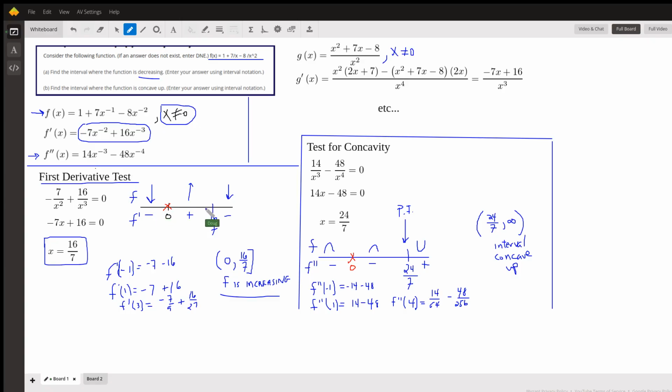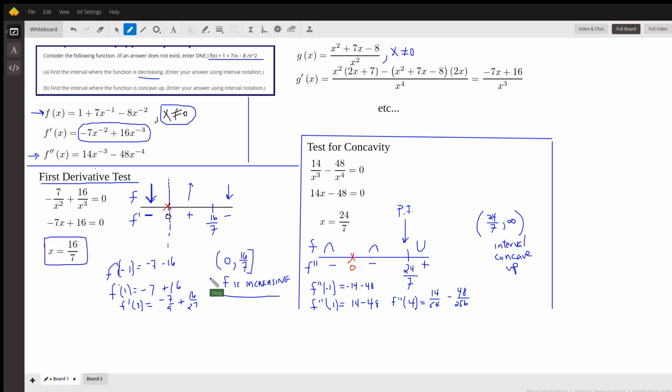Here's the first derivative test. I put a little x on 0 because that's where the derivative is not defined, and actually the original function has a vertical asymptote at x equals 0. So there are two branches to the curve. To the left of 0, f prime is negative, so the original function is decreasing. To the right of 0 and before 16/7, the first derivative is positive, so increasing. And to the right of 16/7, like f prime of 3, the first derivative is negative, so decreasing.